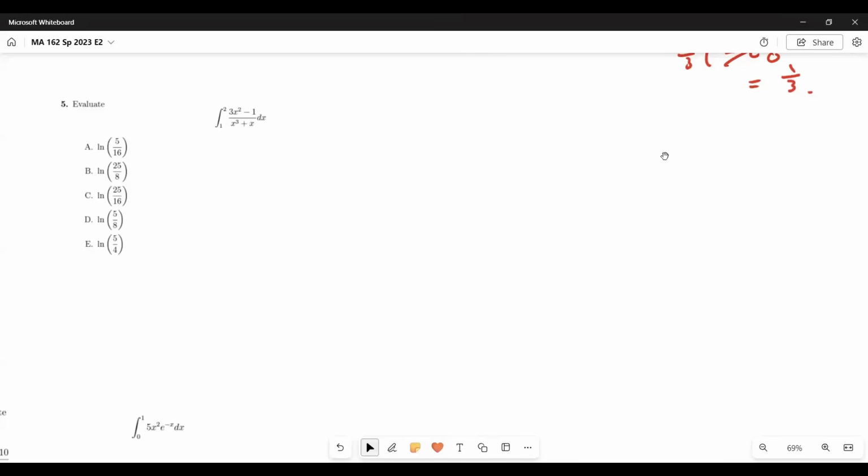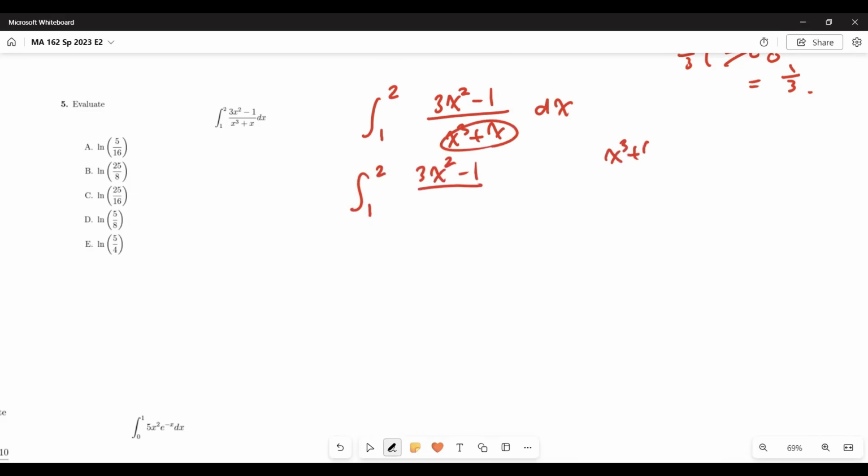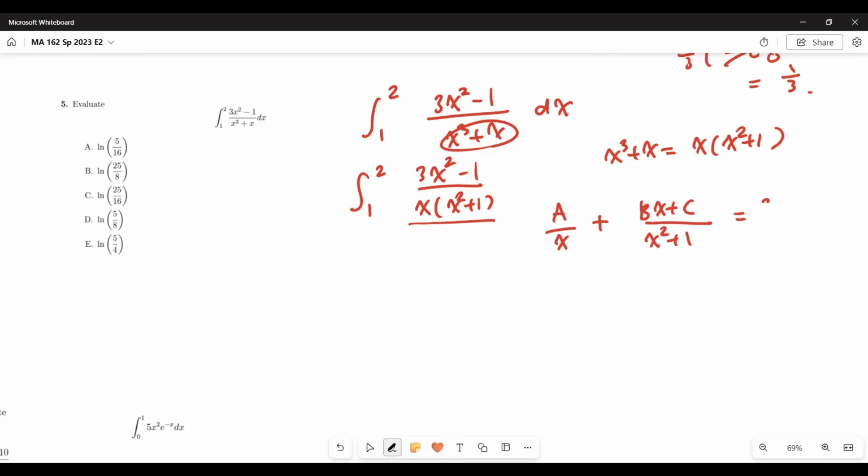Okay, this question asks to evaluate from 1 to 2, 3x squared minus 1 over x cubed plus x dx. Okay, this is a partial fraction decomposition question. Let's write it. The denominator x cubed plus x can be factored as x times x squared plus 1, right? So let's write it down. And then now we can write this in our favorite form, a over x plus bx plus c over x squared plus 1, equal to 3x squared minus 1 over x times x squared plus 1.